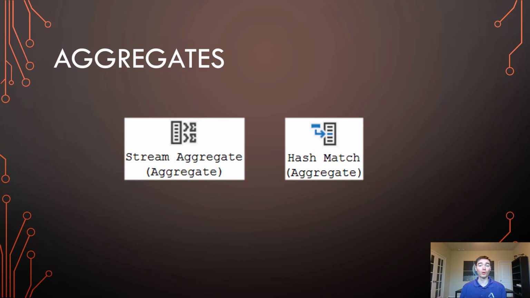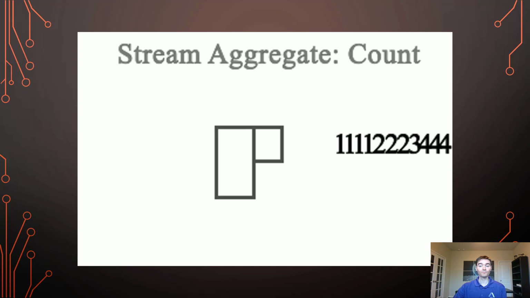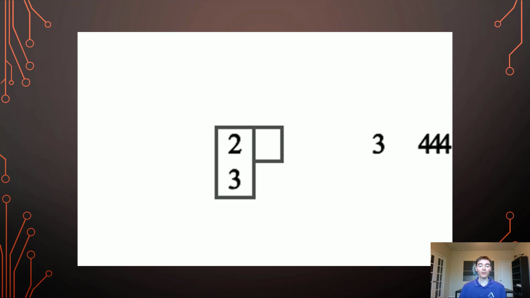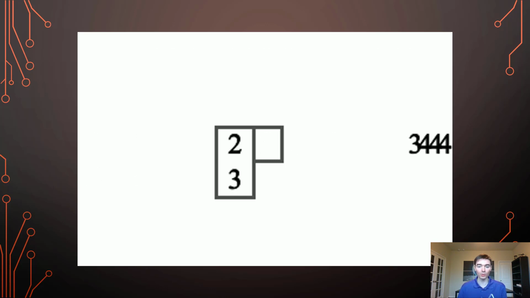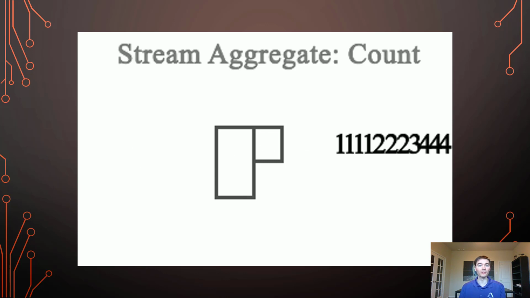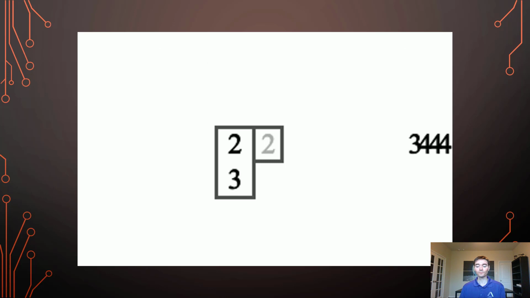The stream aggregate is very similar to the merge join. It requires sorted data, and as it reads through, it can return information as soon as it's done with one of those groups. So it's not a blocking operator, it's a streaming operator, stream aggregate.